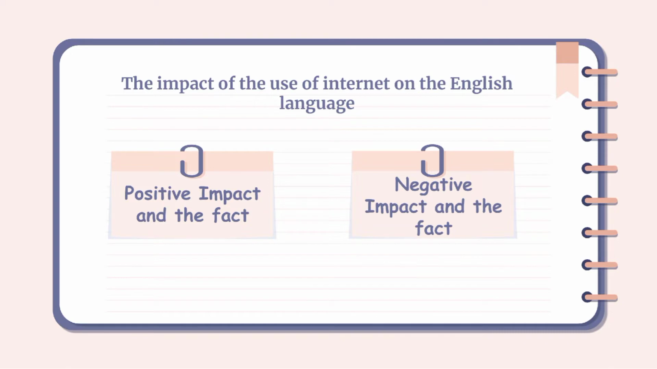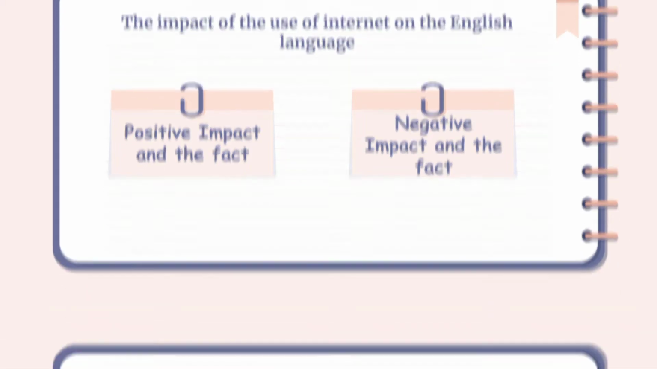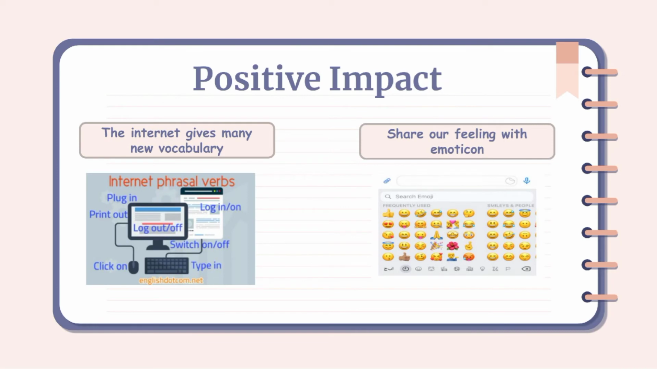We all know that English and the internet are an inseparable unit in digital communication. However, the internet also has a positive and negative impact on the English language. Next, the first positive impact is that the internet gives many new vocabulary.